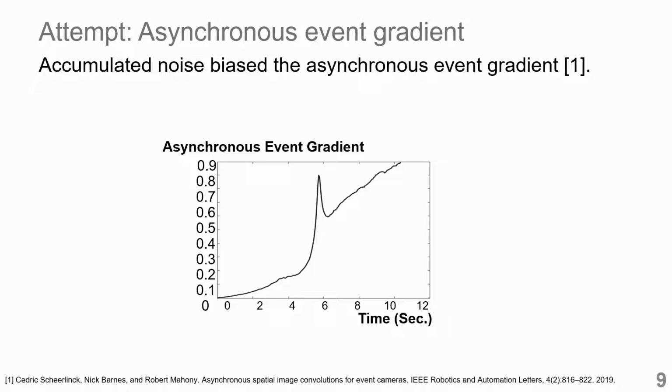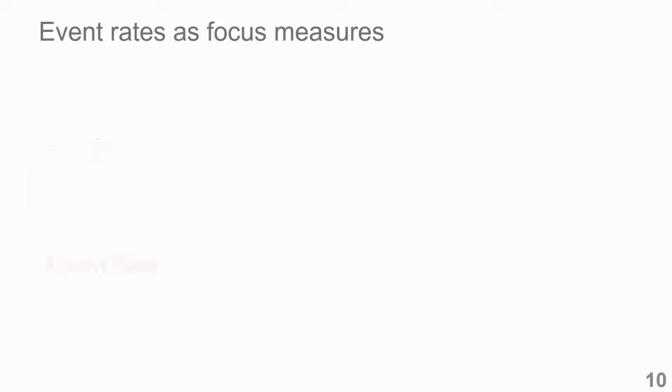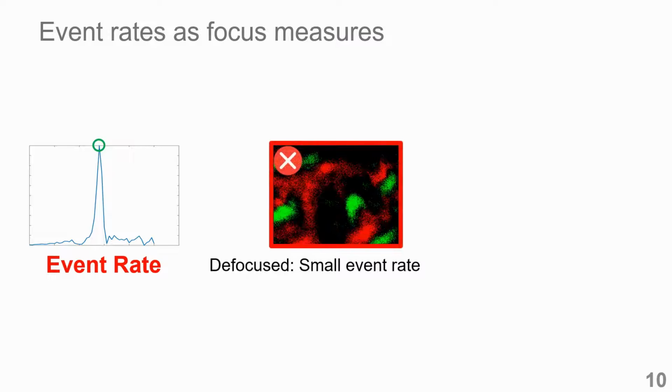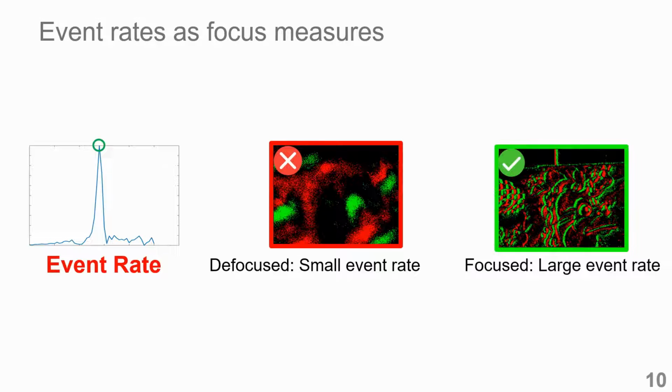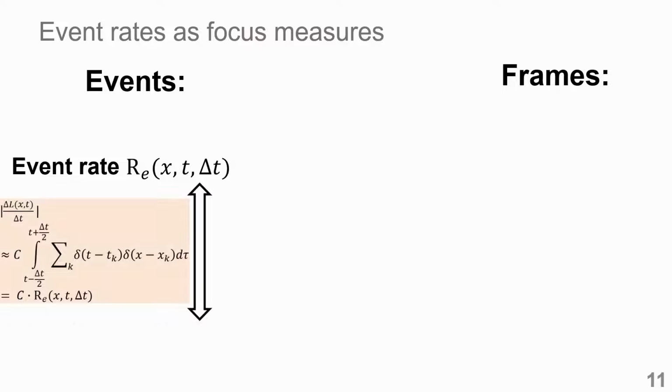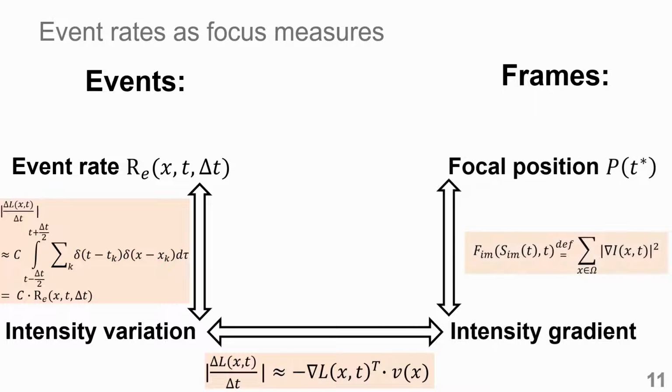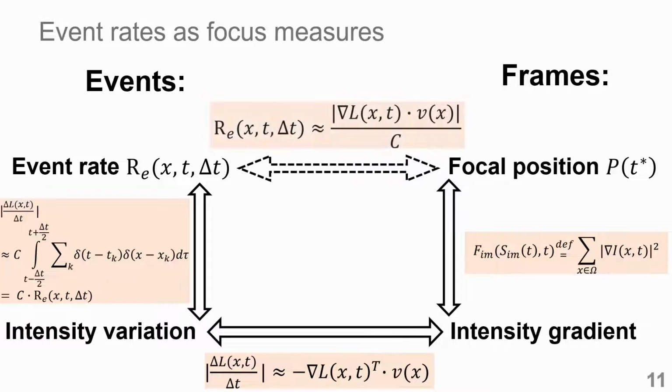We tried to render gradient directly from events, but the accumulated noise of events will bias the overall estimation. Therefore, we propose to use the rate of change as a focus measure to suppress accumulated noise. And we found the event rate works well in indicating the focal position. Mathematically, the event rate can be related to the intensity variation in time. And then, given the pixel velocity, the intensity variation can be further related to the intensity gradient, since the relationship between the intensity gradient and focal position has been well established in previous literature. We can now connect the event rates with focal position.